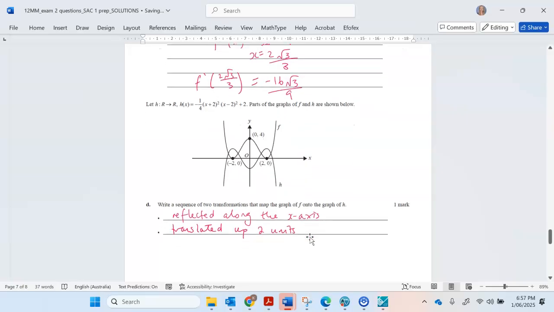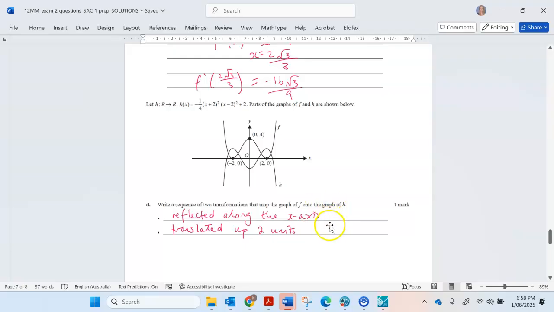All right, and then this one was nice and easy too. So we just had to state what transformations there were. It's probably a good idea to stick with DRT, so no dilations we can see, but there has been a reflection, so it's been reflected along the x-axis, and then it's been shifted up. You could have also said it's been shifted down and then reflected, but it's easier if you stick to the DRT, and then you won't get confused.